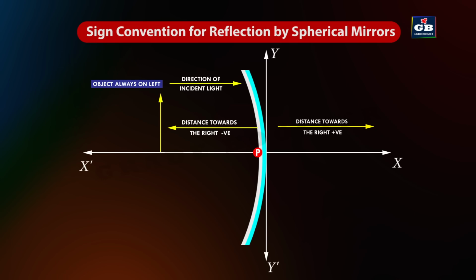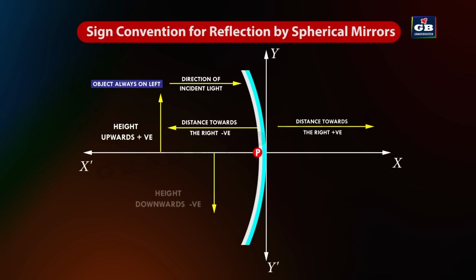Height above the principal axis. Distances measured perpendicular to and above the principal axis along the positive y-axis are considered positive. This is used to determine the heights of the objects and images above or below the principal axis.